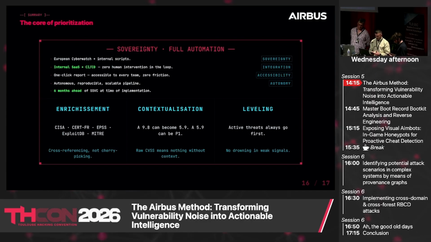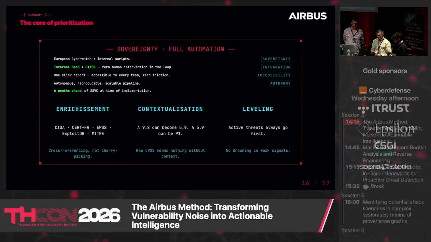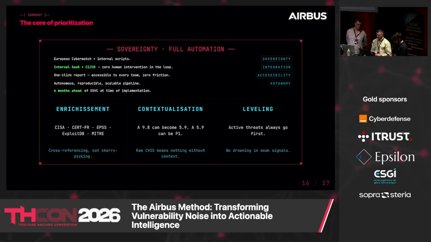We contextualize. We saw that a raw CVSS score means nothing without context. We adjust based on attack surface, exploit maturity, and available patch. A 9.8 vulnerability can become a 5.9, and a 5.9 can still be a priority 1. And we always want active threats to go first, so we are not drowning in an accumulation of medium or weak signals.